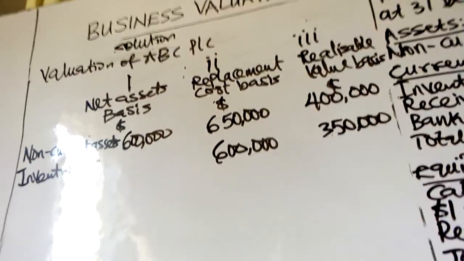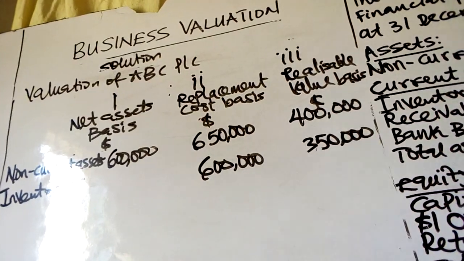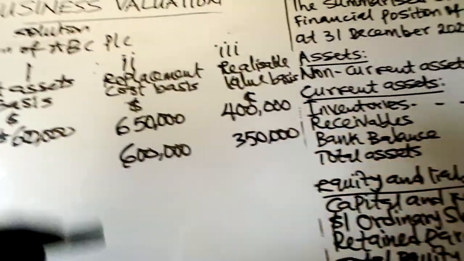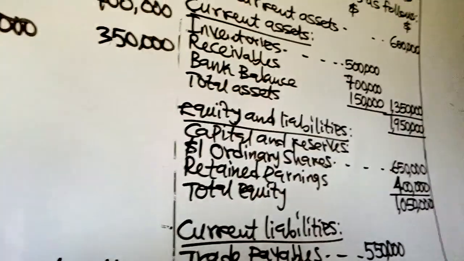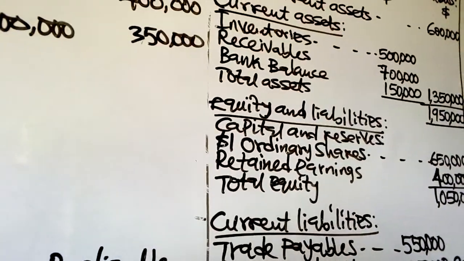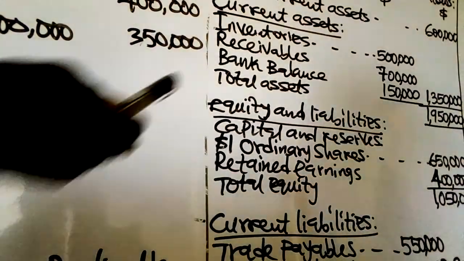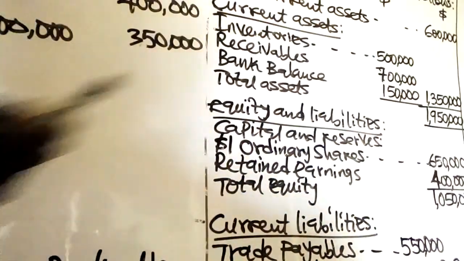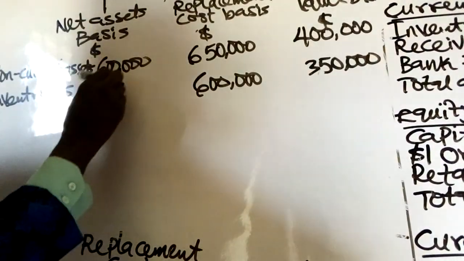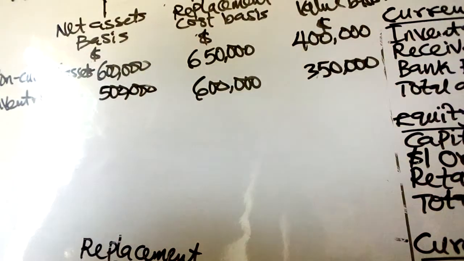600,000. Then you also have inventories. The book value of inventories is 500,000. You put the 500,000 under the book value of inventory.